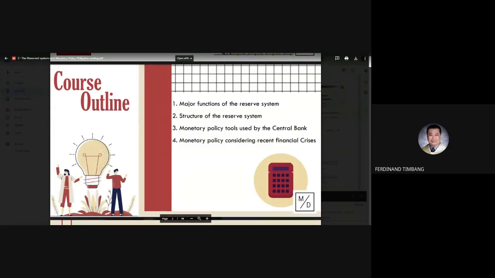Okay, so the course outline. So we have the major functions of the reserve system, structure of the reserve system, monetary policy, tools used by the central bank, and monetary policy considering recent financial crisis. So, okay.